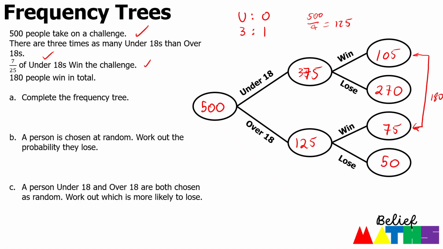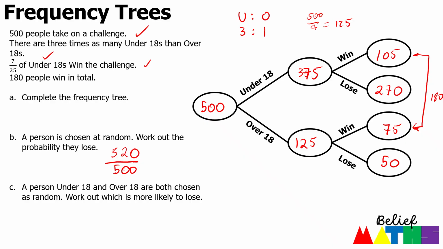Now, B says a person is chosen at random, so that's out of the 500, because it doesn't give me anything about the person, it's just a person. Work out the probability that they lose. Well, out of the 500 that played, 320 of them lost. So that's 320 over 500 as your probability.